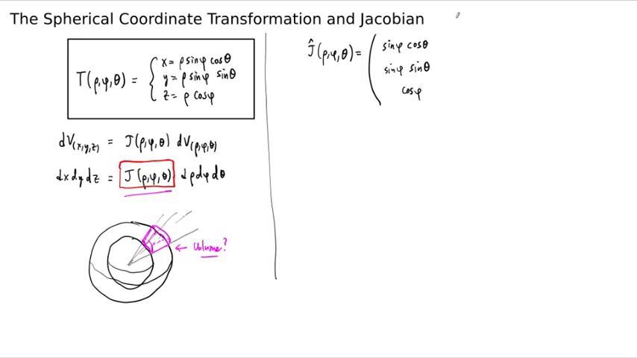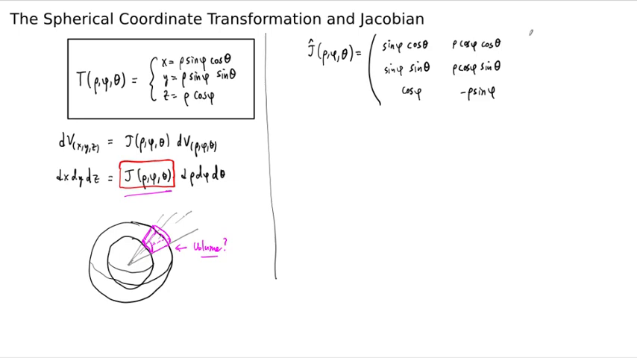All right. The next column of our Jacobian matrix, we need to take the derivative of these functions with respect to phi. Derivative of sine is cosine, cosine is minus sine, so this ends up being rho, cosine of phi, cosine of theta, rho, cosine of phi, sine of theta, and then minus rho, sine of phi.